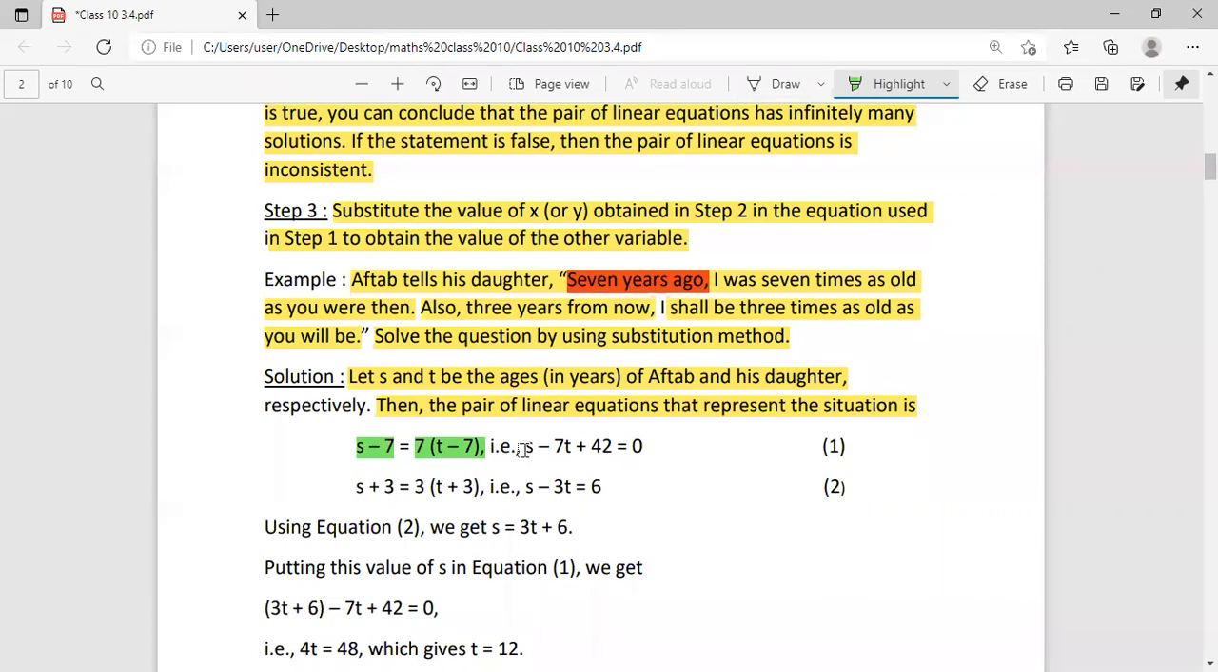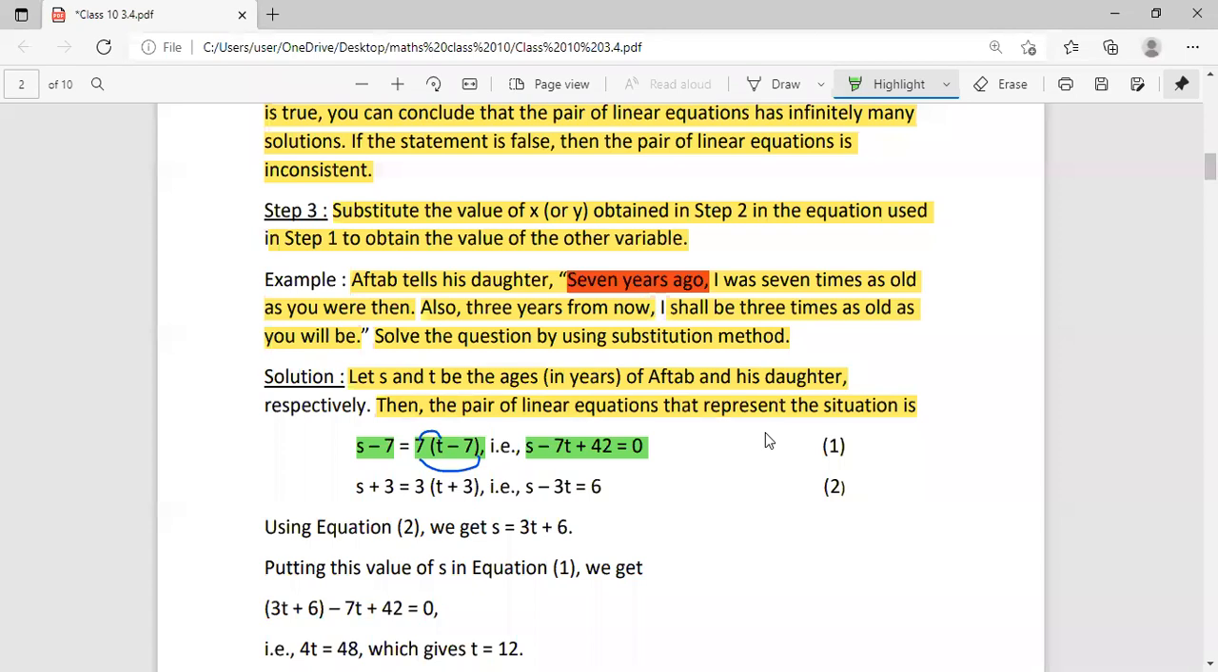Okay, now we are forming a linear equation such as we are solving it. We are opening brackets, 7 times T minus 7 times 7, which is 49. Now we are solving and writing it as S minus 7T plus 42 is equal to 0. We are naming it as equation 1.